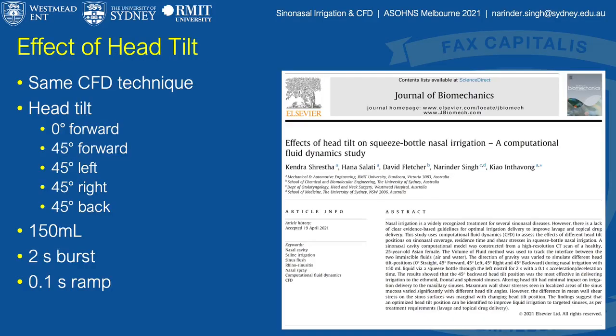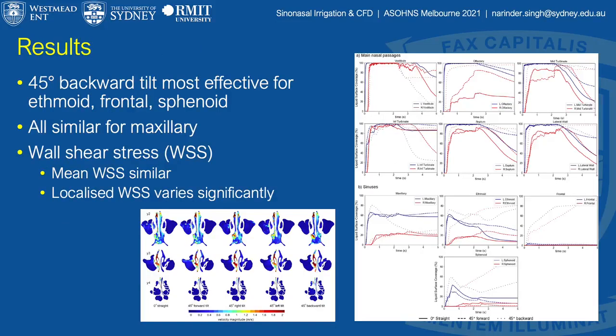We subsequently used the same technique to assess the effect of head tilt on saline irrigation in a proof of concept for a single subject. We found that 45-degree backward tilt was the most effective, but can result in the patient covering themselves in saline, so may be best performed when in the shower.